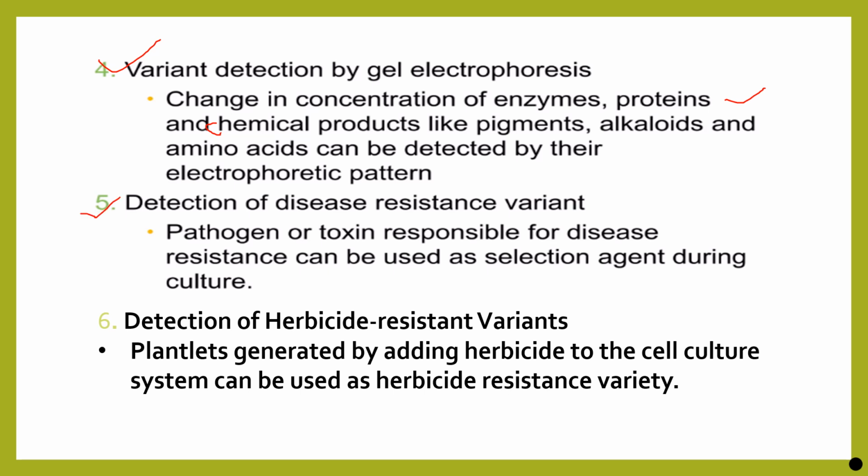Now, detection of disease-resistant variants. Pathogen toxicity, or the toxin responsible for disease, can be used as a selection agent during the culture. So this is what we have read in in vitro selection. We are using a toxin isolated from a microorganism. Now detection of herbicide resistant variants: plantlets are generated by adding herbicide to the cell culture. Here we use a herbicide in place of the toxin. Fine, we are using a herbicide in the cell culture, and then we'll check the resistant cells and grow the resistant variety.